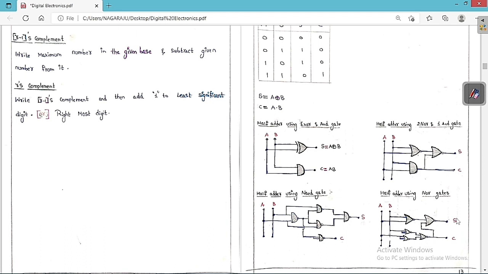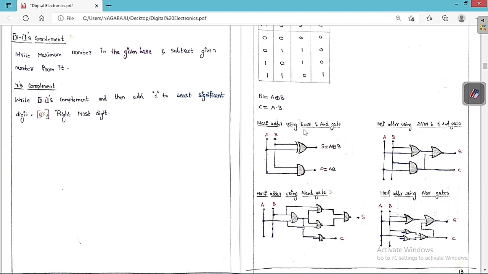So 5 NOR gates are required to build a half adder to get the sum and also to get the carry. This is a very important point that you always have to keep in your mind.